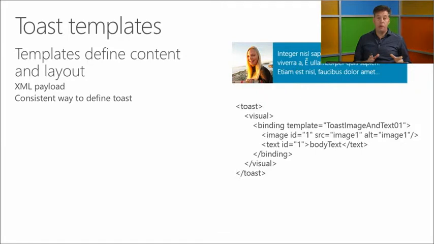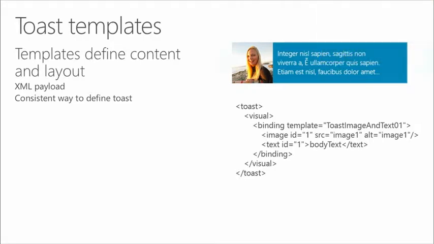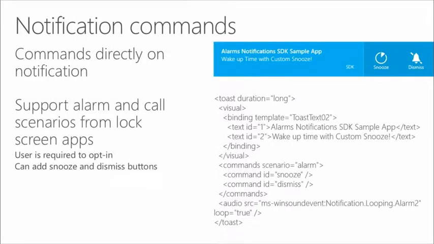Now again, also with Toast, we have templates that define the layout, and you can provide the content for that. Same as with the tiles, etc. That works the same way. And notification commands like we saw with the Alarms app, it supports for an alarm. There's only one alarm app visible on your lock screen, so you can only have one alarm app. And of course, the user is in control, so he or she will decide if your app is the best alarm app for his situation.